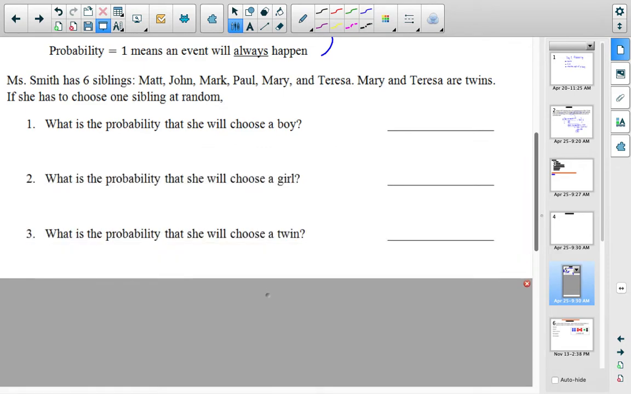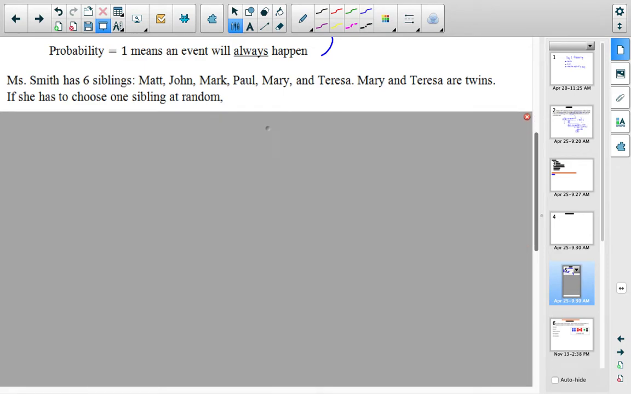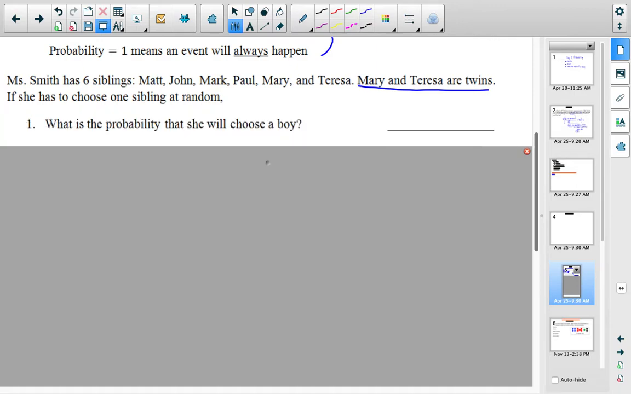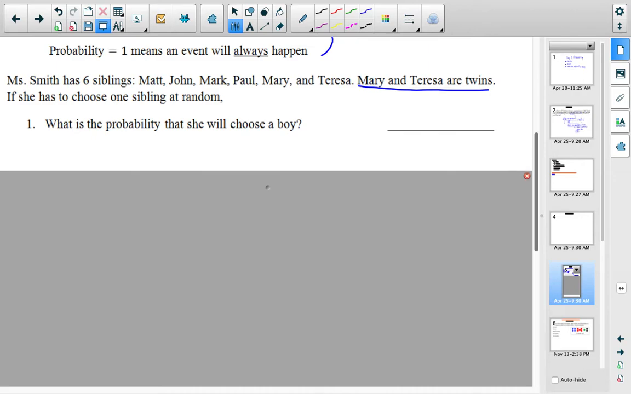So let's look at Miss Smith. She's got 6 siblings: Matt, John, Mark, Paul, Mary, and Teresa. Mary and Teresa are twins. If she has to choose one sibling at random, so it's almost like they're in a separate room and she's just going to call out one of them, what is the probability that she will choose a boy?